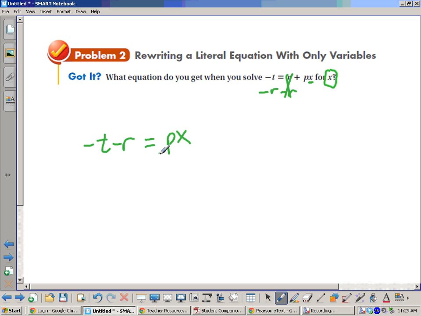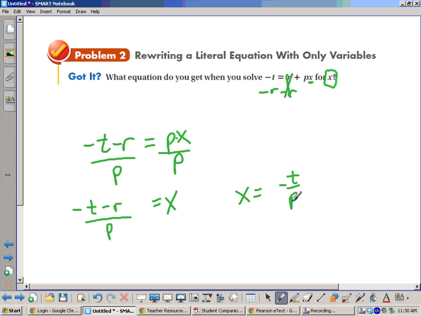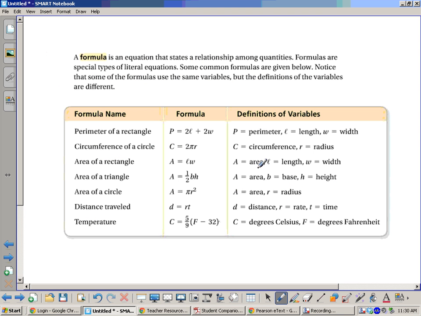To get x by itself, because it's being multiplied, we're going to divide by p. So there's two different ways we can write the answer. We can write it as negative t minus r, all divided by p. Notice I put the division problem over the whole thing. Or we could do x equals negative t divided by p minus r divided by p. So we could separate it into two problems. We'll be doing some more of those in class, so if you have a question on that, make sure you ask them.